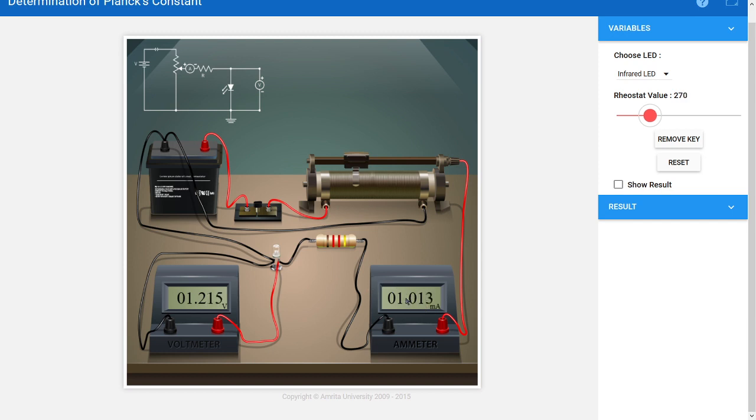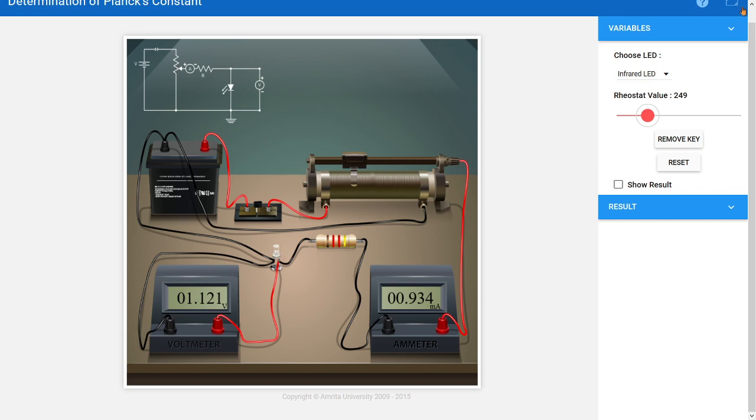Now let me decrease it. Okay, please be sure, this is 1.188 something like this. I'm decreasing it again. Okay, so this is 1.116, no current. 1.121, this is a certain amount of current. So we will take this value as the knee voltage for the infrared.